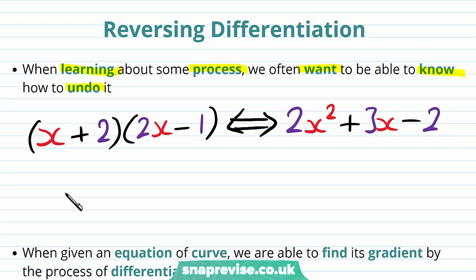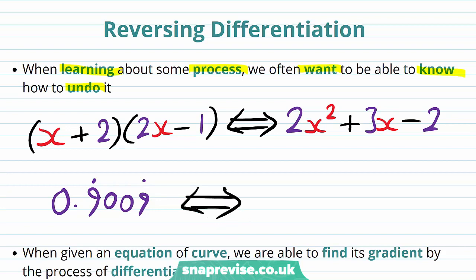Similarly, let's say we have a recurring decimal, 0.9009, where the recursion occurs between the nines. We'd like to be able to write this as a fraction, and it turns out that the appropriate fraction is 91 divided by 101. But given 91 over 101, we'd also like to be able to write it as a recurring decimal, to undo the process.